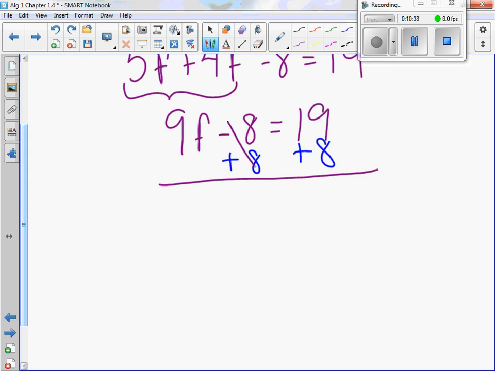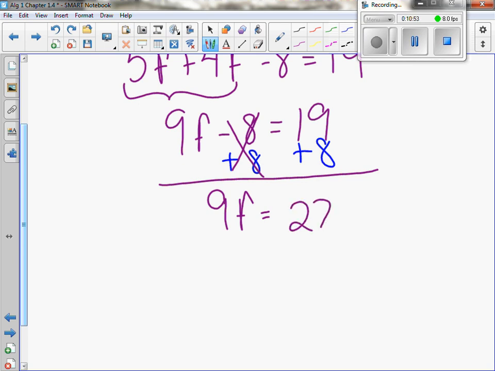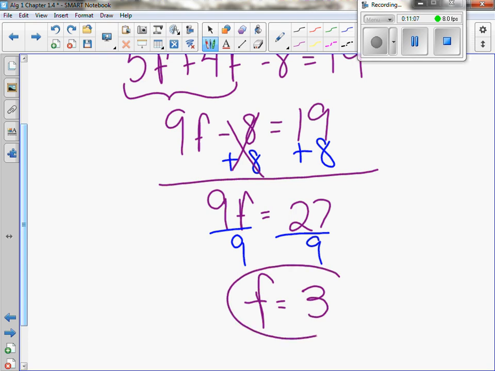Negative 8 plus 8, these two here cancel out, which leaves us with 9f. So on the other side, we're going to do 19 plus 8. Well, 19 plus 8 is 27, yes? Now we would divide by 9. And 27 divided by 9 is? Y'all got 3? Yes. Sweet.